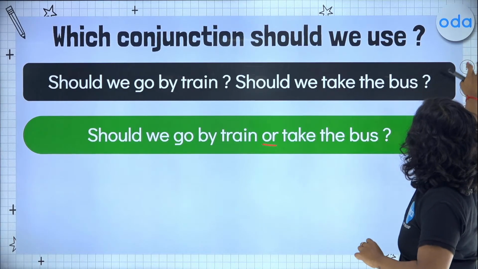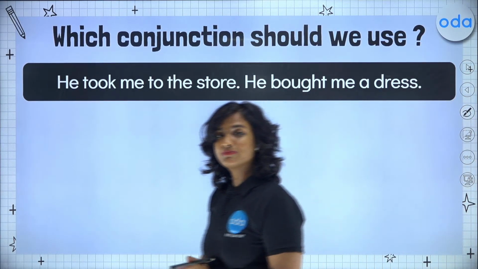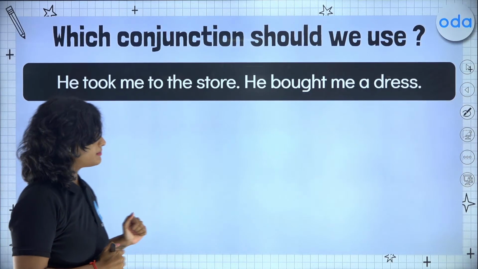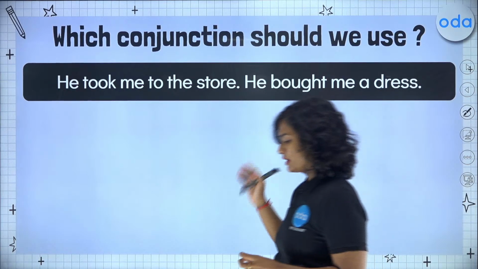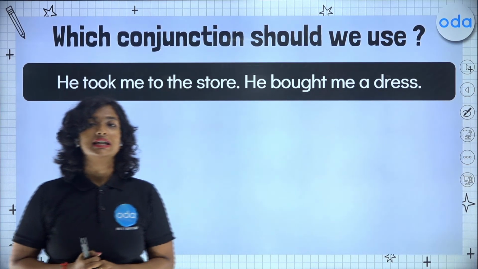Moving on to our last example. He took me to the store. He bought me a dress. What do we think? Which of our conjunctions would fit well in this case?